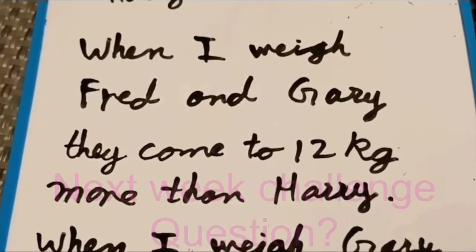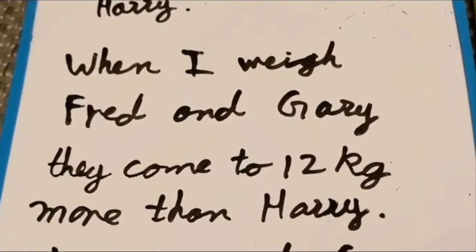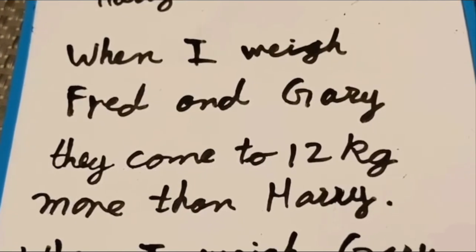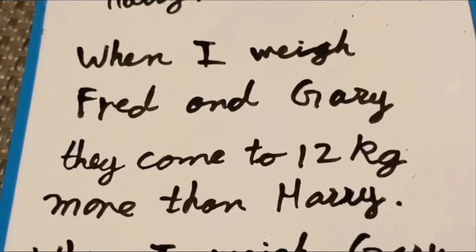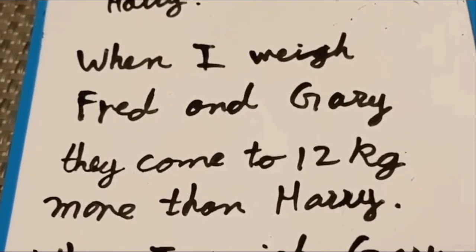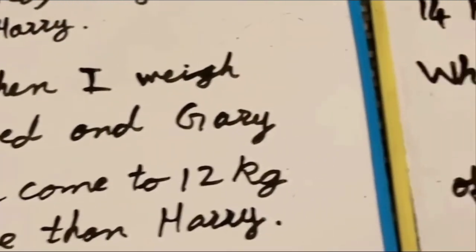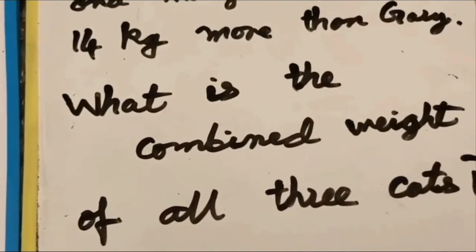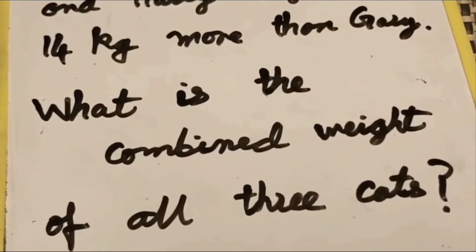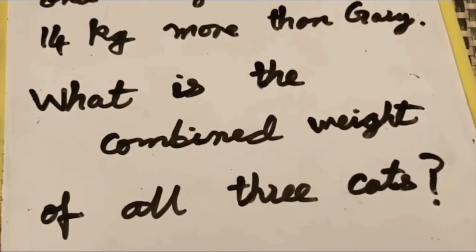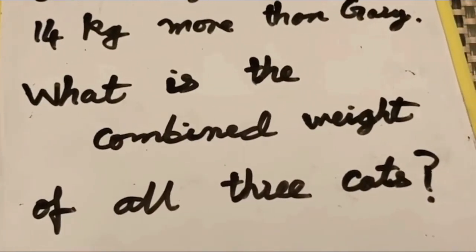Okay, so now here is the question for you. I have 3 cats, Fred, Gary and Harry. When I weigh Fred and Gary, they come to 12 kgs more than Harry. When I weigh Gary and Harry, they weigh 8 kgs more than Fred. And when I weigh Fred and Harry, they weigh 14 kgs more than Gary. And you need to find what is the combined weight of all 3 cats.